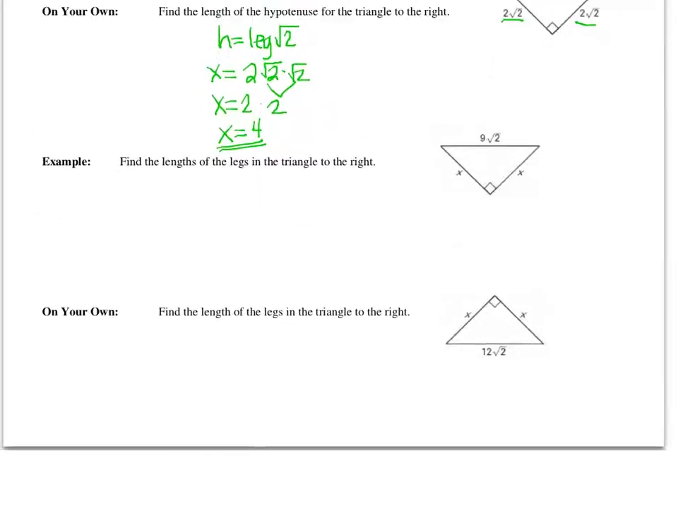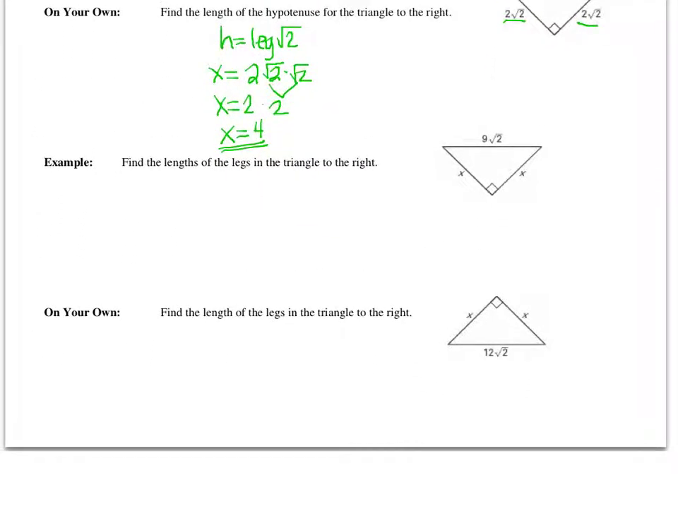Well, let's try the next example here. It says find the length of the legs in the triangle to the right. So I know these two are equal, so these are definitely 45 degree angles, because if those two legs are equal, these two angles must also be equal to each other, and I'm told it's a right triangle, so it's got to be 45, 45, 90.